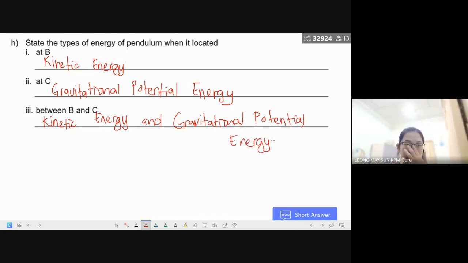Alright, so that is the answer for this question. Okay, up to here so far, I think the next slide is actually going to be reflection of wave already.